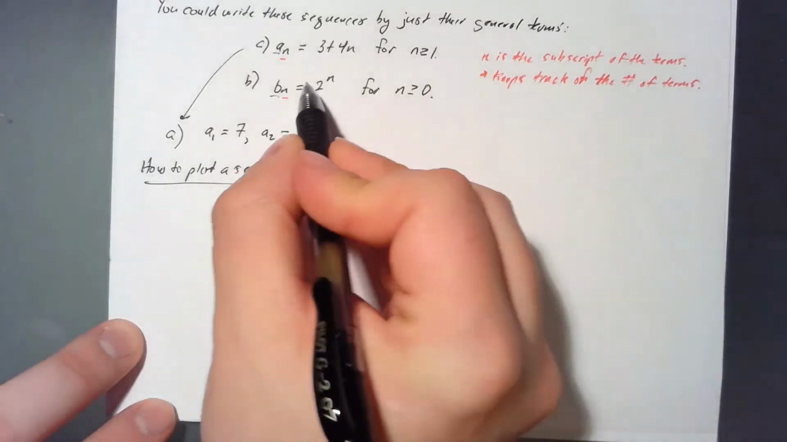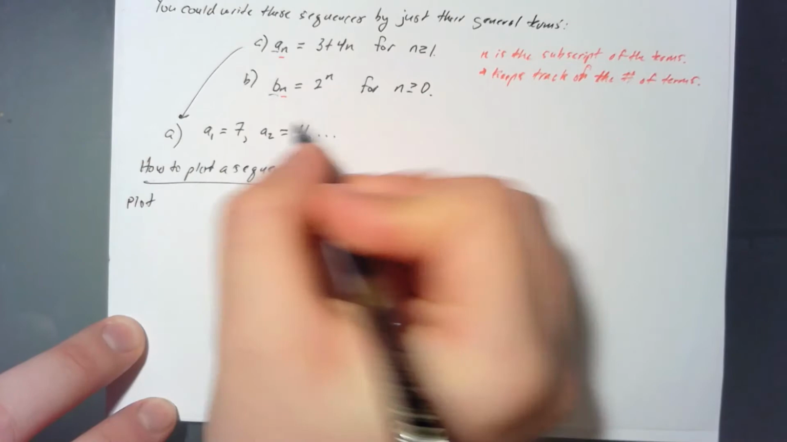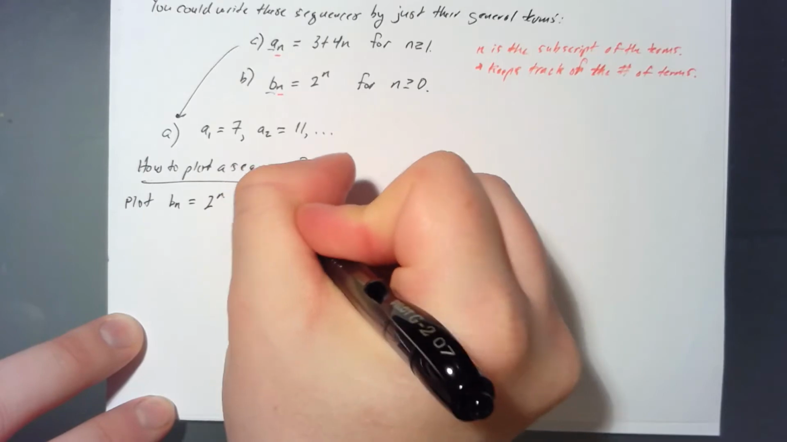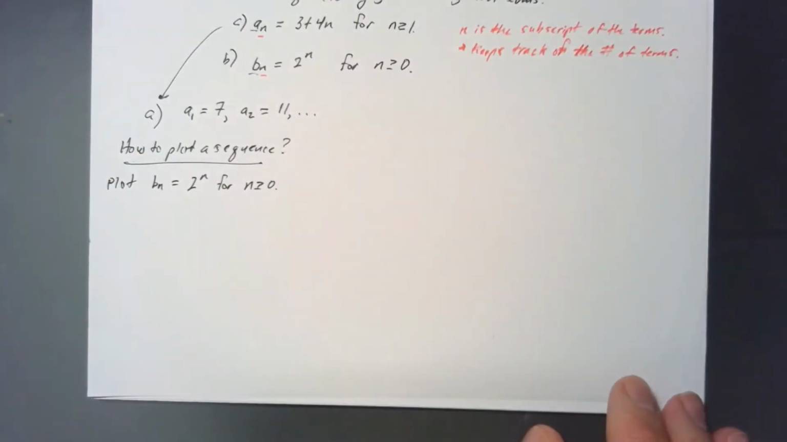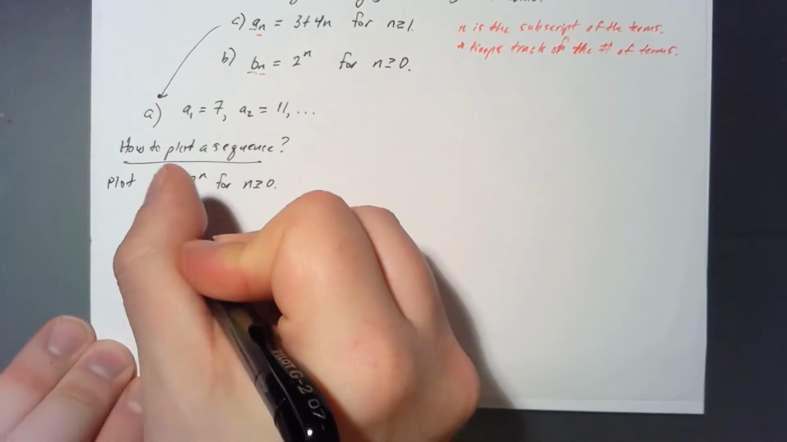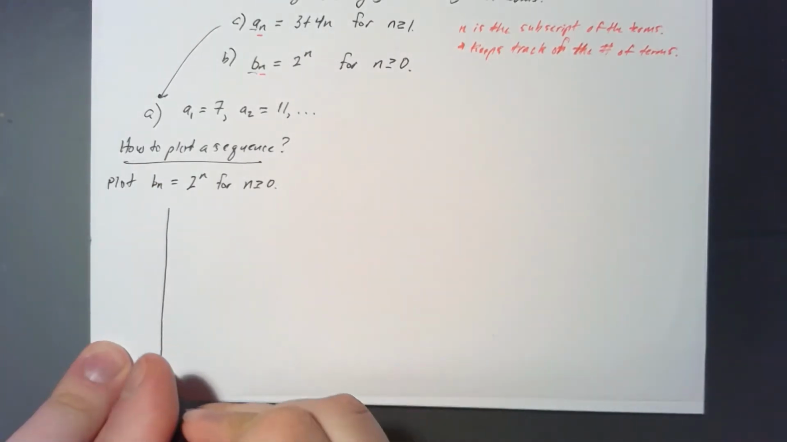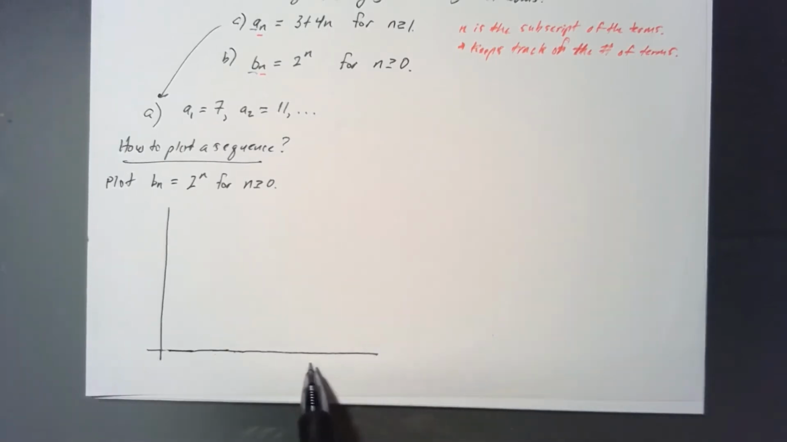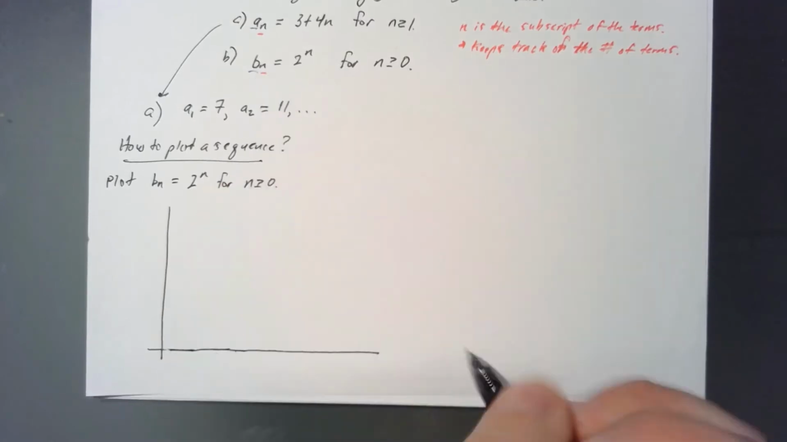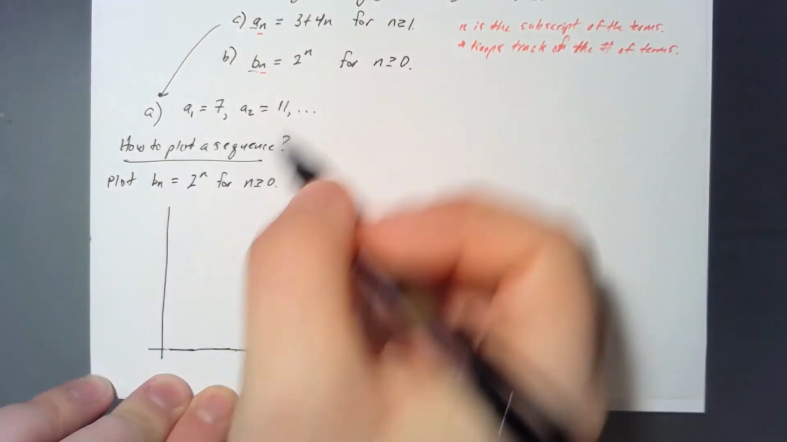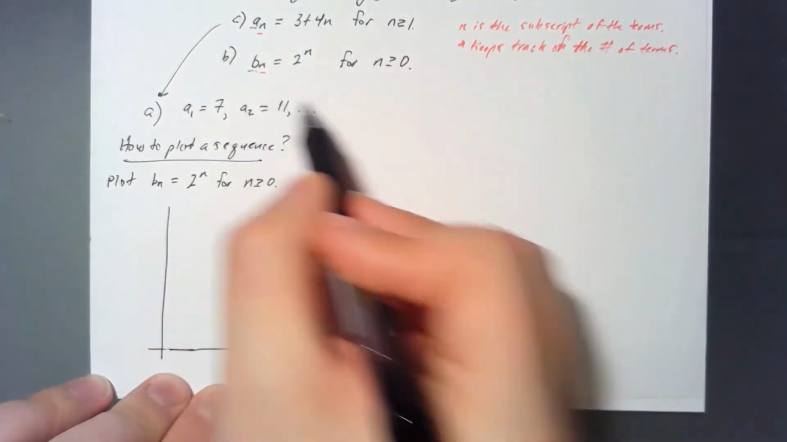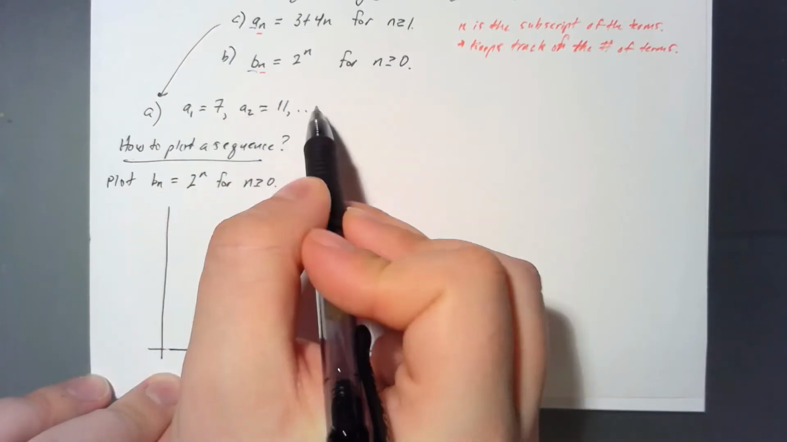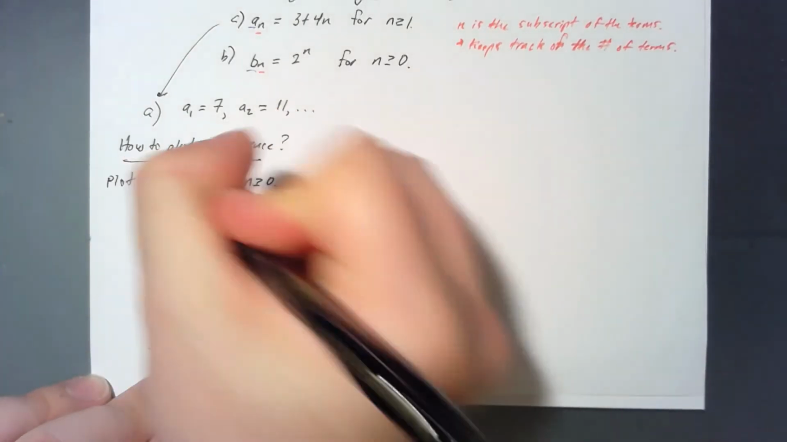So what if I plotted letter B here? If I plot the sequence B sub n equals 2 to the n for n greater than or equal to 0, I'm just going to draw a basic coordinate axis like I usually do. Now the horizontal axis is going to represent the value of n, and the vertical axis is going to represent the actual term of the sequence. Like in this case for letter A, it was A sub 1, A sub 2, and so on. So in this case, the vertical axis will be B sub n.